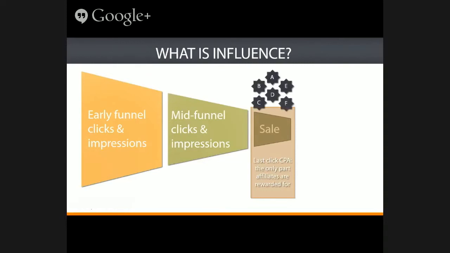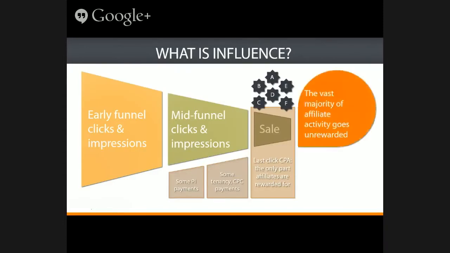Now, there are some affiliate payments that happen elsewhere. We know that some sectors and some affiliates command good tenancies and potentially CPC payments, and rarely there might be some post-impression payments as well. But with tenancy accounting for about 5% of commission payments through Affiliate Window and the rest accounting for an even smaller percentage, we can see that CPA is still predominant. Yet we also need to recognize that that means the vast majority of affiliate activity goes unrewarded.